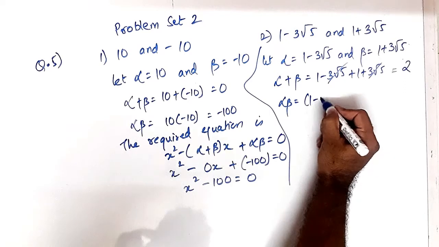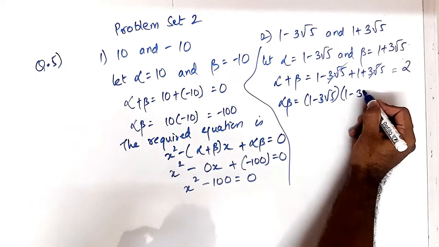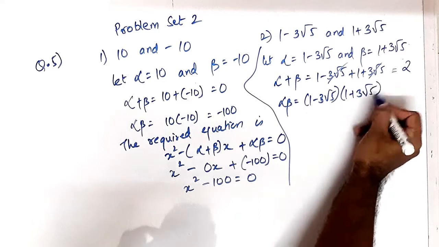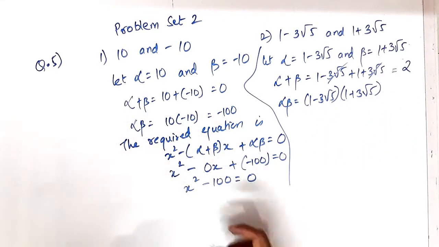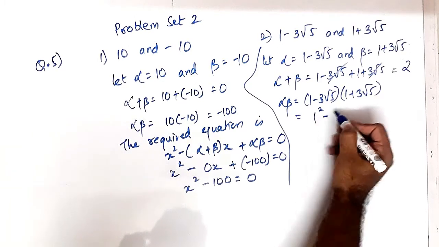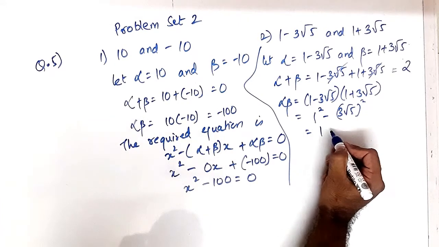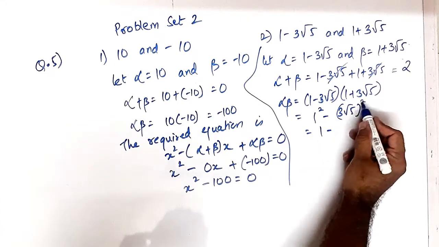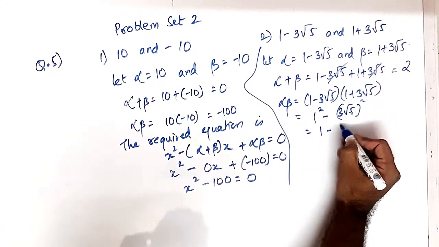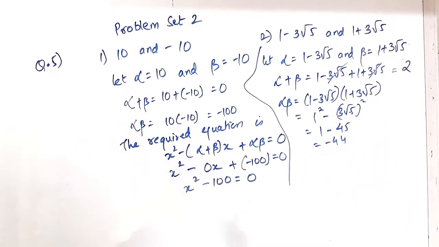Now the product of the roots. You can see it is in the form a minus b, a plus b. How will you multiply that? A square minus b square. So it is 1 minus 3 square, which is 9, and 9 into 5 is 45. So here you are getting minus 44.